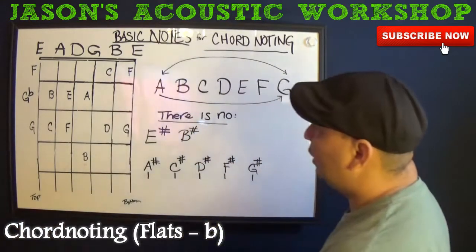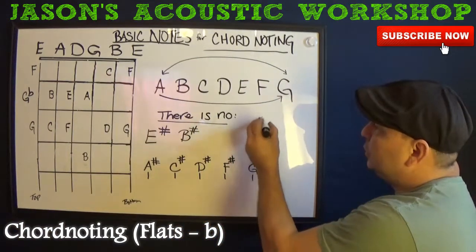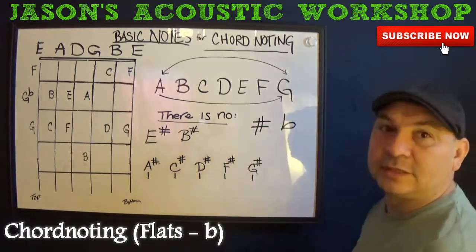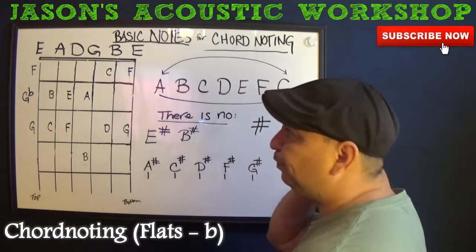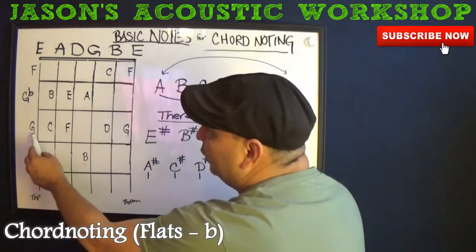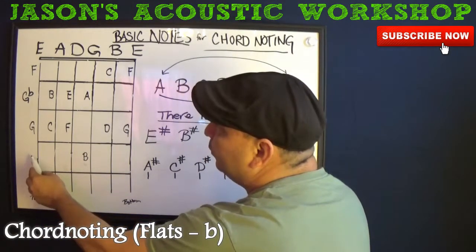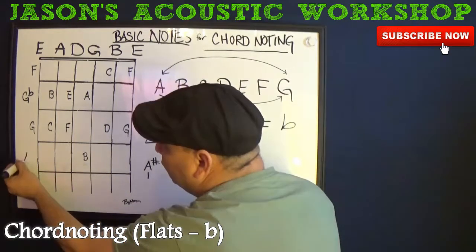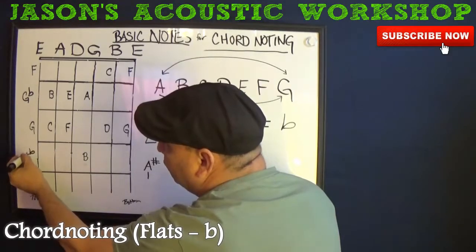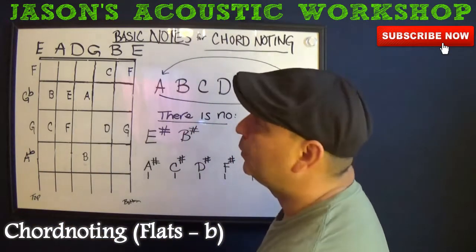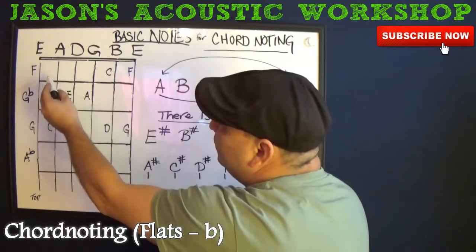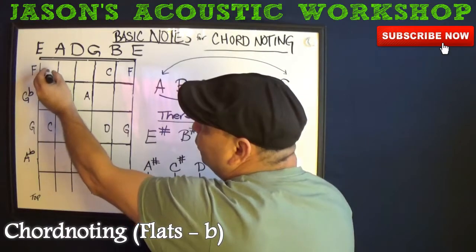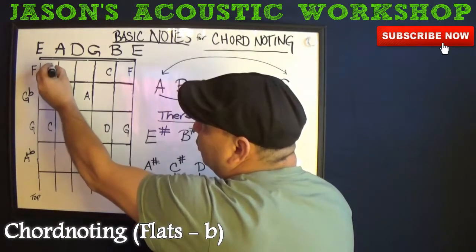G flat. Now like I said, this is a sharp. When you see a B like that, that's a flat. Alright? Now, from G, you're not going to go to G sharp. You're going to go A flat. Alright. Here's your A. Now B, you're going to go down, B flat.